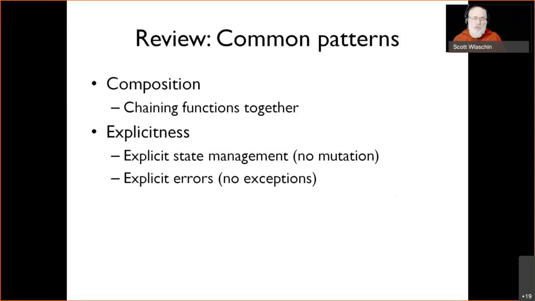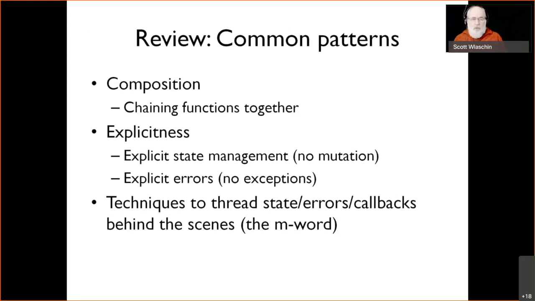And this is a general principle of functional programming, I would say, is we prefer things to be explicit. We don't like hidden things. We don't like magic things. We like everything to be really obvious. And that does make the code look kind of complicated, but then we have these techniques to sort of hide it again. So that's what the M word is.